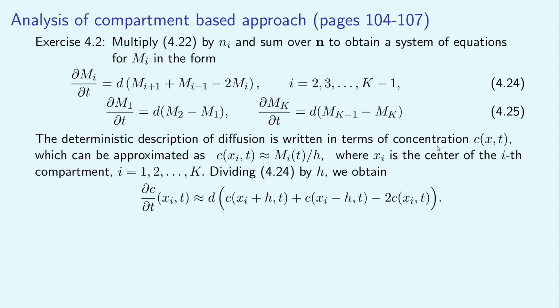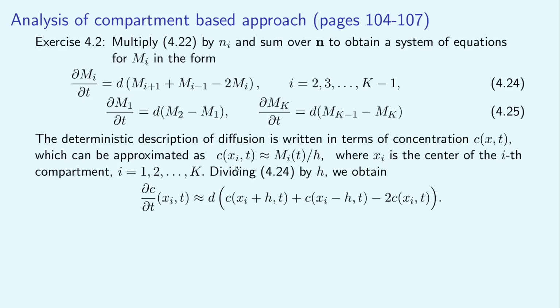It is written in terms of concentration C(x,t), which can be approximated in the center of the ith compartment by mean m_i divided by h. I have written here this approximation symbol rather than an equality because we only have information about the concentration with the spatial resolution of the compartment size h. We can assume that concentration is constant within each compartment, or we could extend these values by some interpolation to define the concentration C(x,t) for all real values of x.